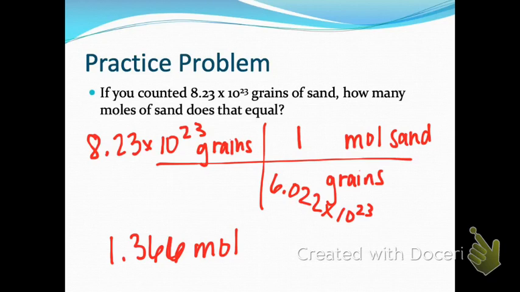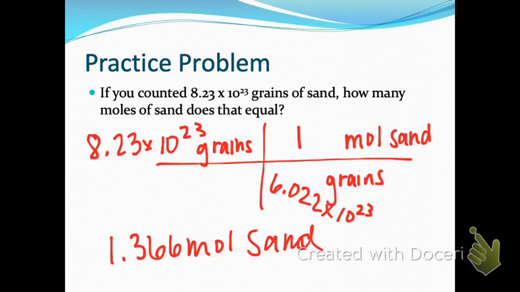All you have to do is 8.23 divided by. In this case, yes, you could have just done 8.23 divided by 6.02 because it's the same times 10 to the whatever, right? Not all problems would be like that, but you're right. So, 3.66 moles of sand. Now we need to check, does our answer make sense?